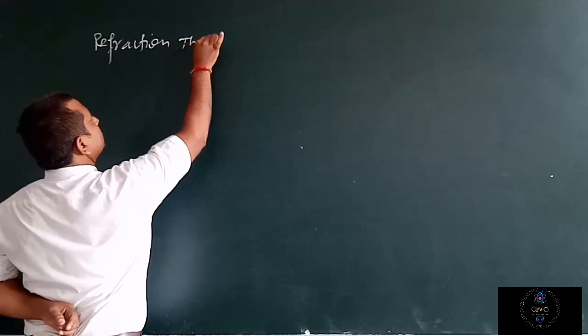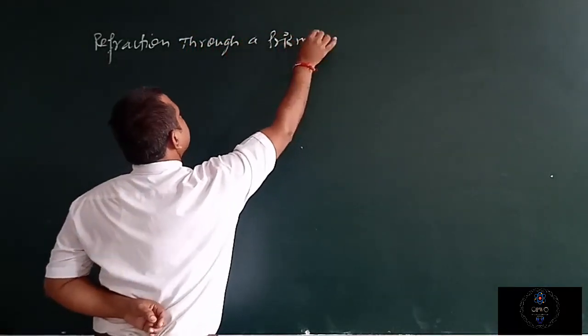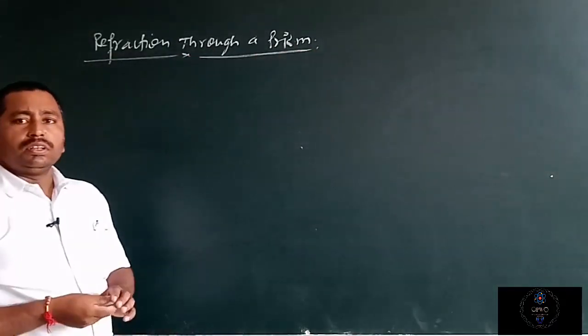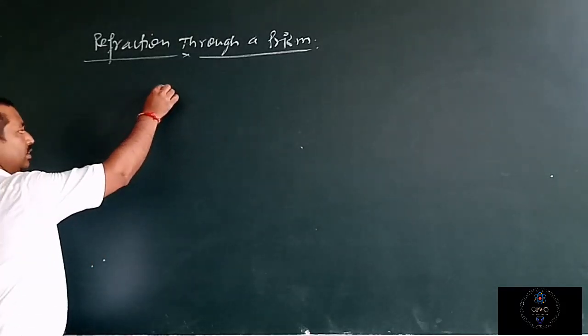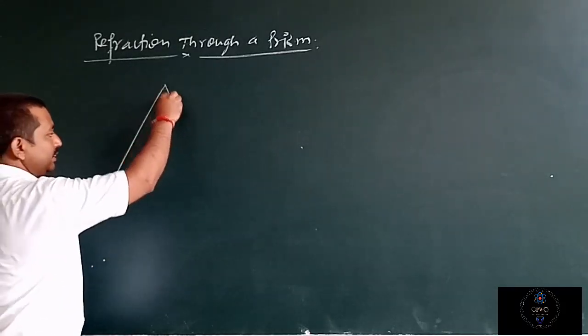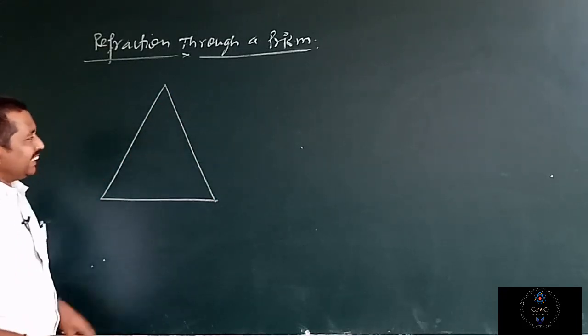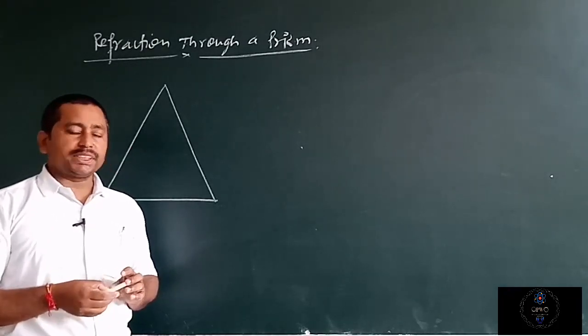Refraction through a prism. So let us assume that we have a prism. A prism is a transparent medium which contains two triangular surfaces and three rectangular surfaces.